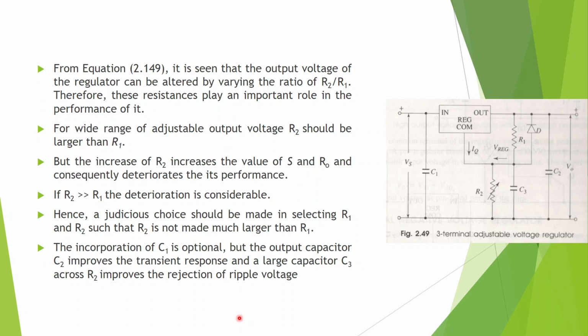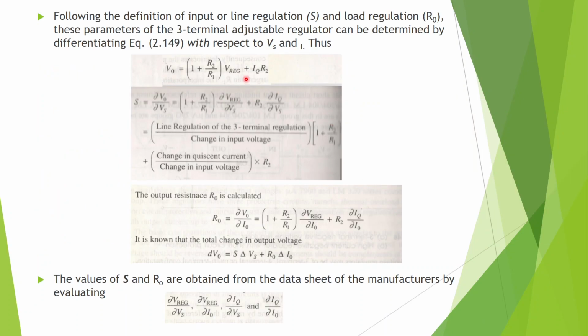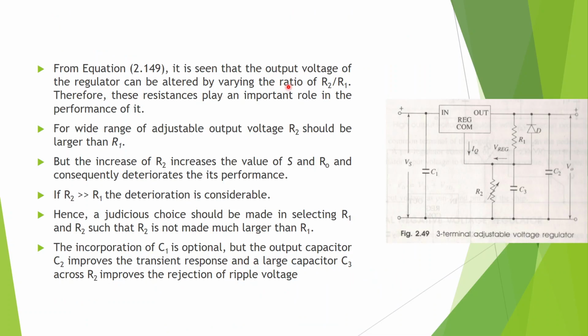Before we take up the numerical, let us look at a few of the basic things. Now this equation, the previous equation of this output voltage, tells us that this output voltage can be varied by varying the value of these resistors R2 by R1. Now the value of this R2 should be kept larger than R1. But when we increase R2, the value of S and RO would also increase, and due to which the performance of the circuit will go down.